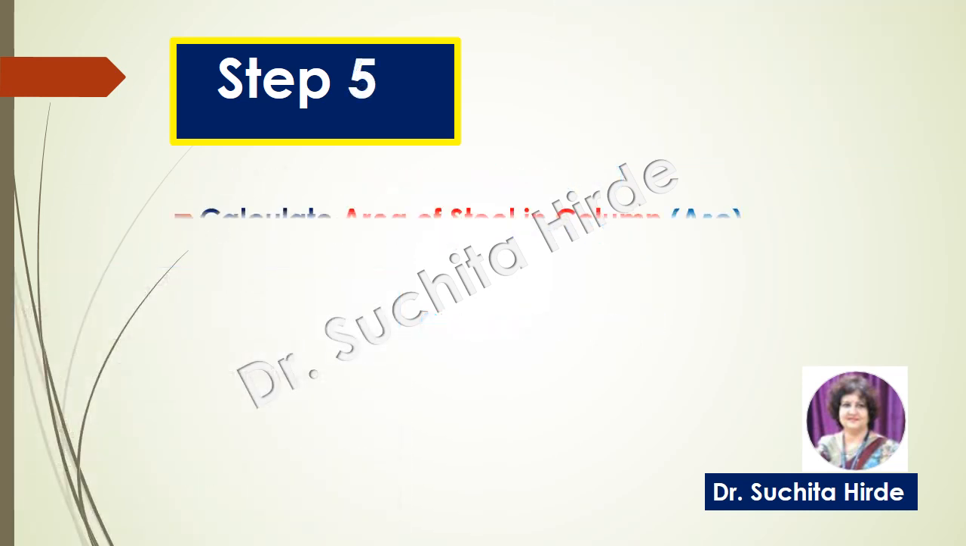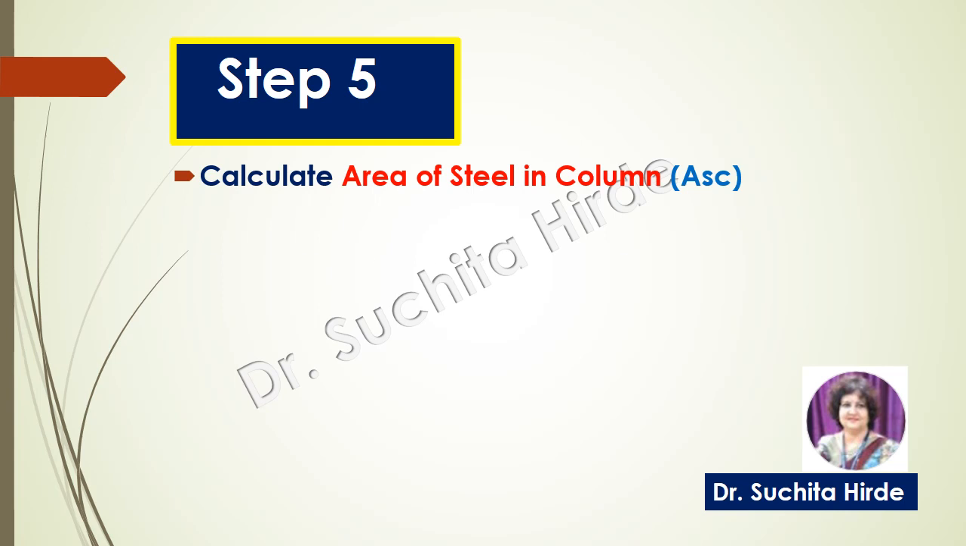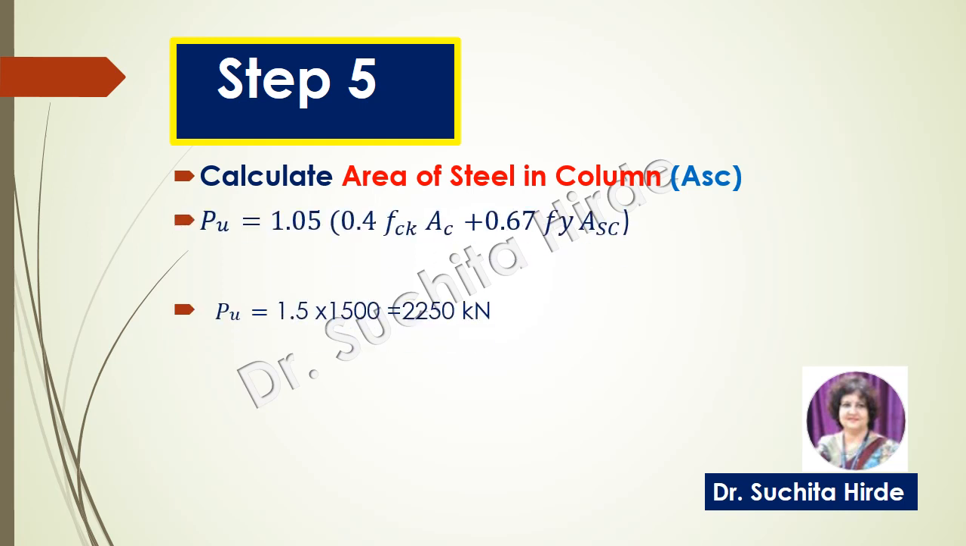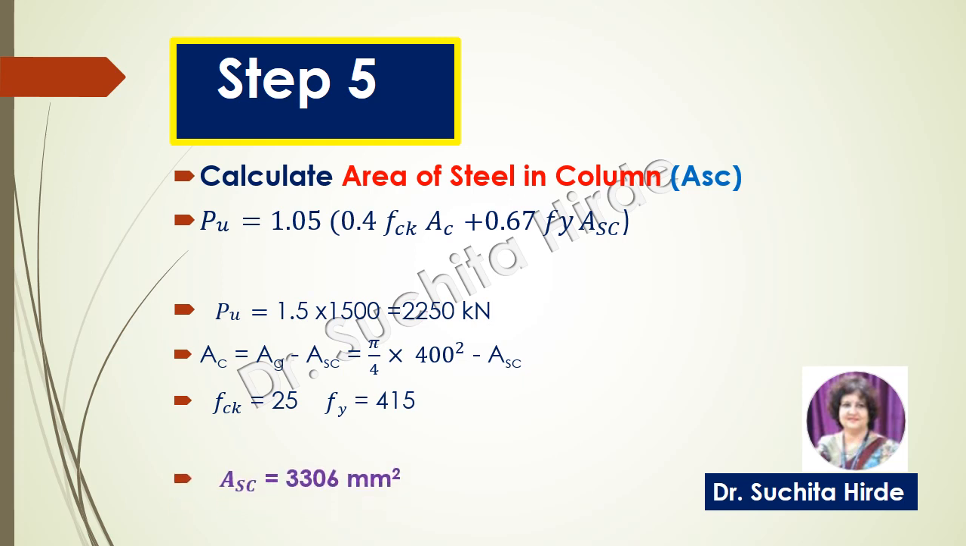Since diameter of column is given, we can calculate area of steel in column using the same formula. Here Pu is 1.5 into 1500, which is the load on column, so we get 2250 kilonewton. Ac means total area of column minus Asc. So this is the equation for Ac, and fck is 25 and fy is 415. If you substitute all these in the above equation, the only unknown is Asc. If you calculate, you will get Asc is equal to 3306 millimeter square. Now we have to assume the diameter of bar.